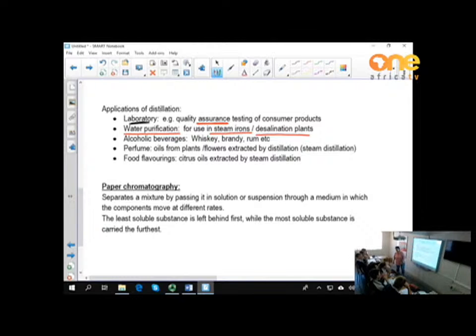Desalination plants. On the coast at Swakopmund, there's a desalination plant. They remove the salt from the seawater so that it can be used for human consumption. Okay, alcoholic beverages: they do distillation.